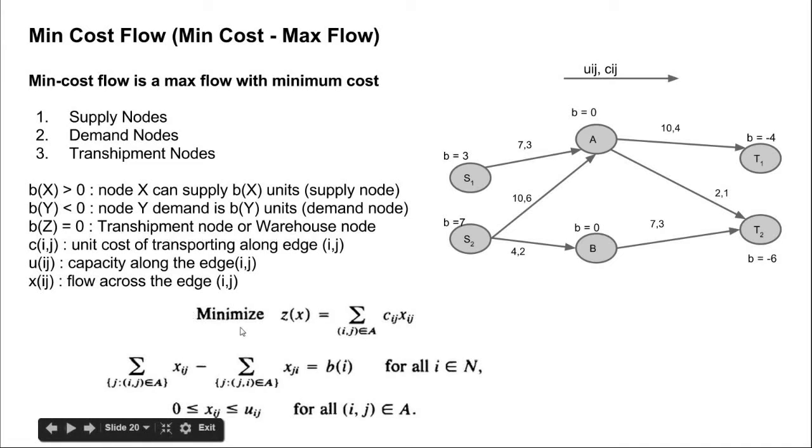The aim here is to minimize the total cost, the summation of Cij times Xij across all edges. The total flow cost should be minimum, subject to the additional constraint that the flow across the incoming edges minus the flow across the outgoing edges should be equal to the bi value. For transshipment nodes, the bi value is always 0, so the flow coming into the vertex should be the same amount as the flow going out of it. This should hold for all vertices in the graph.